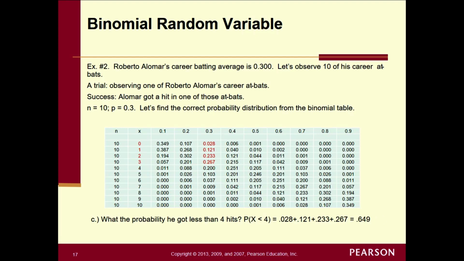Next one, C. What's the probability he got less than 4? So less than 4 means, well, don't include 4. Okay, don't include 4, and so that would be what? 0, 1, 2, and 3. And we would go ahead and add those up. And so we got 0.028, 0.121, 0.233, 0.267. We add it up, and it comes out to just less than 65%, 0.649.